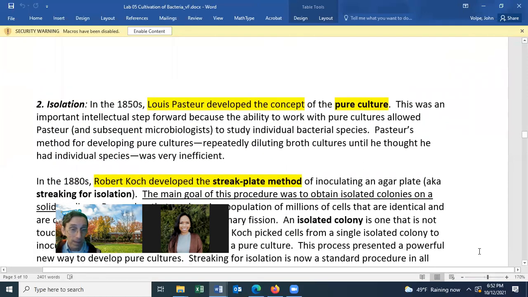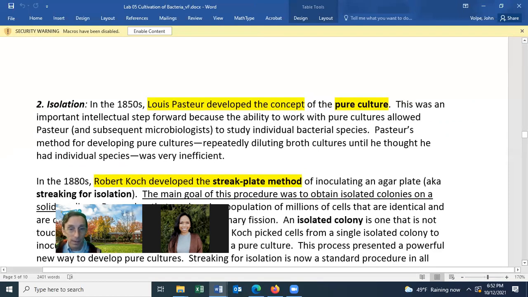Isolation is isolating out the different species of the bacteria you have, and then growing them up as a pure culture. This concept was first developed by Louis Pasteur in the 1850s, and he came up with a way to get a pure culture of one bacteria species. His way of doing it was not very efficient. He used limiting dilution. I'll talk more about that in the lab.